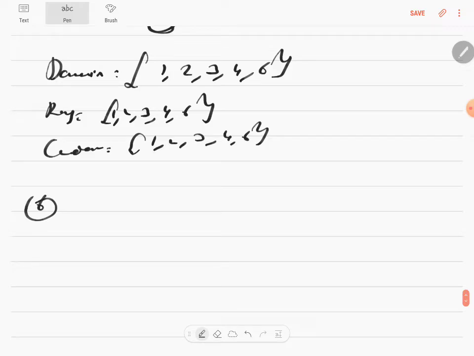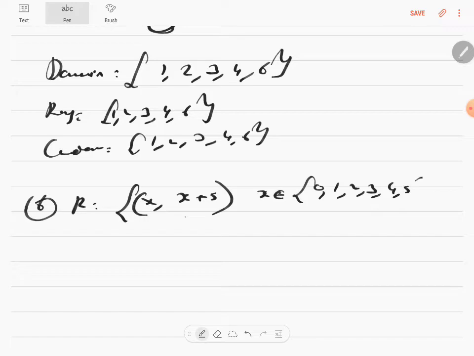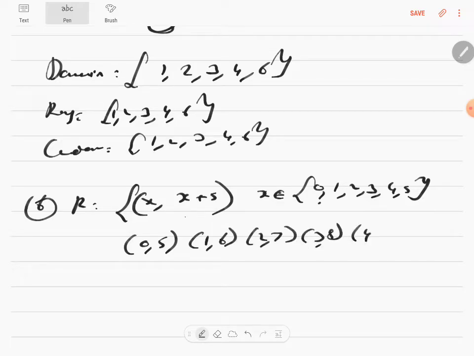Sixth question, the relation R is given by (x, x plus 5), where x is an element of {0, 1, 2, 3, 4, 5}. So this is x and x plus 5. Look at this. If x is 0, y will be 5. X is 1, y will be 6. X is 2, y is 7. X is 3, y is 8. X is 4, y is 9. X is 5, y is 10. So you've written the roster form quickly.